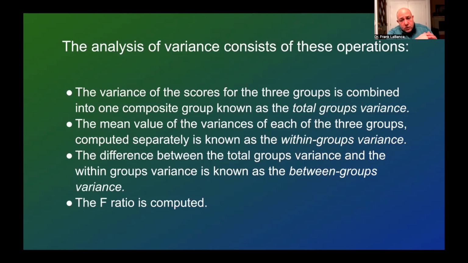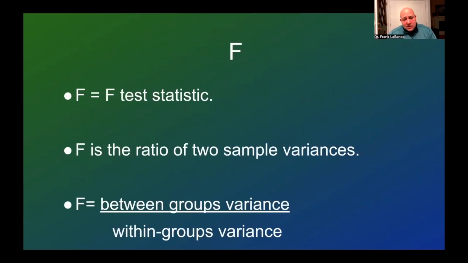And the difference between the total group variance and the within group variance is known as the between groups. Basically, what that's going to lead to is the test statistic, which is called F. So the F ratio is computed. So the F is the test statistic. F is the ratio between the sample variances, the between groups, and the within groups.